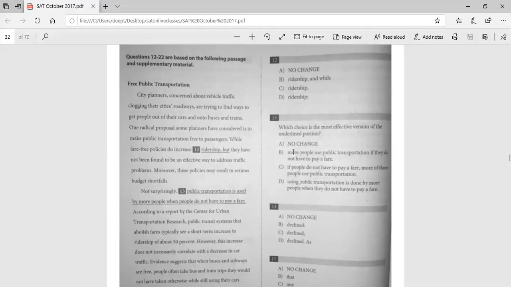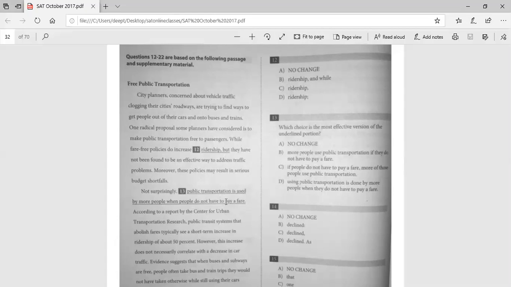Not surprisingly, more people use public transportation if they do not have to pay a fare. So how is this different from this? Here I'm saying more people use public transportation if they do not have to pay a fare. Here I'm saying public transportation is used by more people when people do not have to pay the fare. So overall the idea is the same. I'm saying the same thing. But which one is, as the question says, the most effective version?